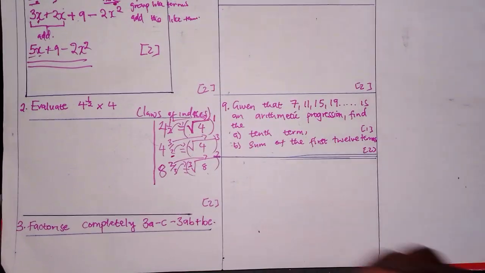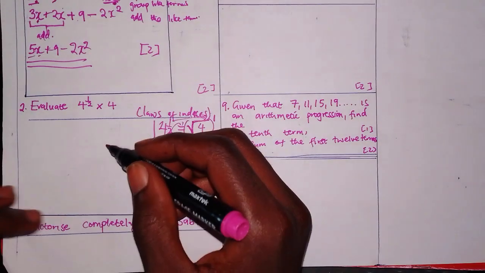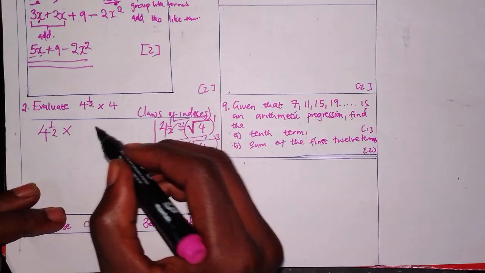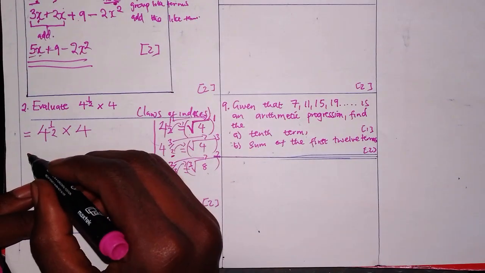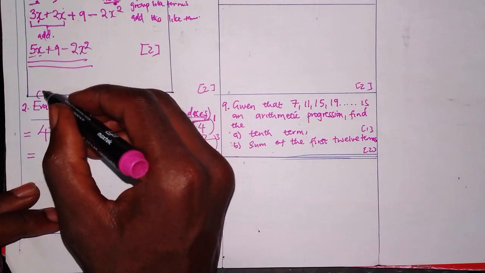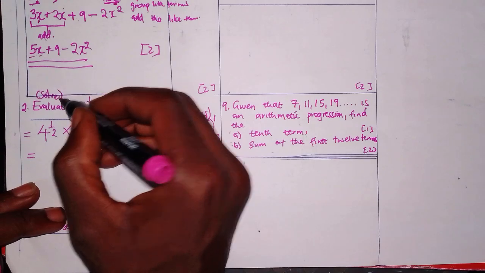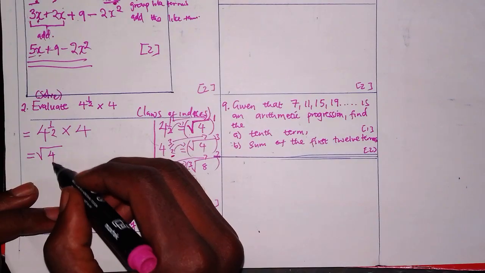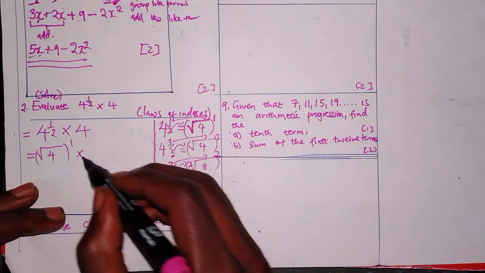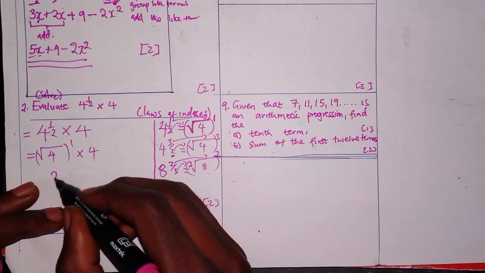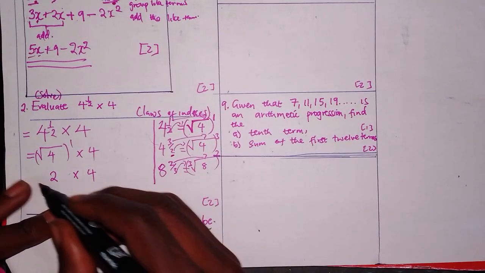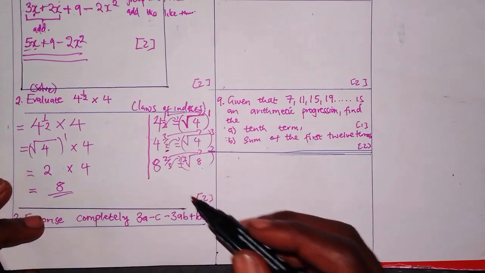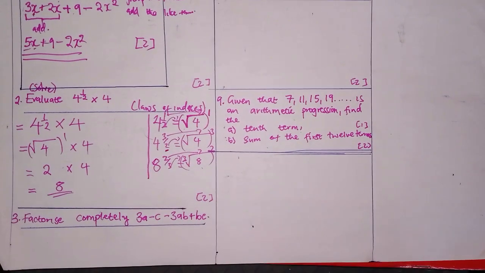So you have understood now, so no need of explaining. We have 4 to the power 1/2 times 4. Remember, whenever they tell you to evaluate, in other terms they are telling you to solve this. So now you say the square root of 4 to the power 1 times 4. The square root of 4 is 2, times 4. Then 2 times 4 is 8. So that is how simple questions are in paper 1.